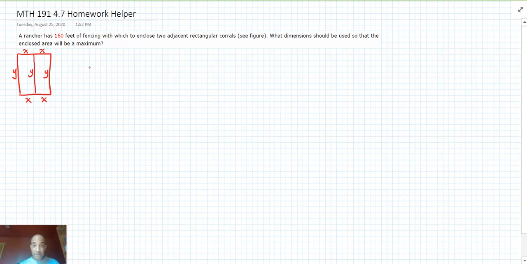And what we want to maximize here, what dimensions should be used so that the area enclosed will be a maximum, right? So that's what we want to optimize. We want the maximum area. Okay, so I need a formula for the area of these two corrals, and the area of all of them together is just 2xy, right? We've got x times y for one of them, and there are two corrals, so it's just 2x times y. That's what we want to maximize.